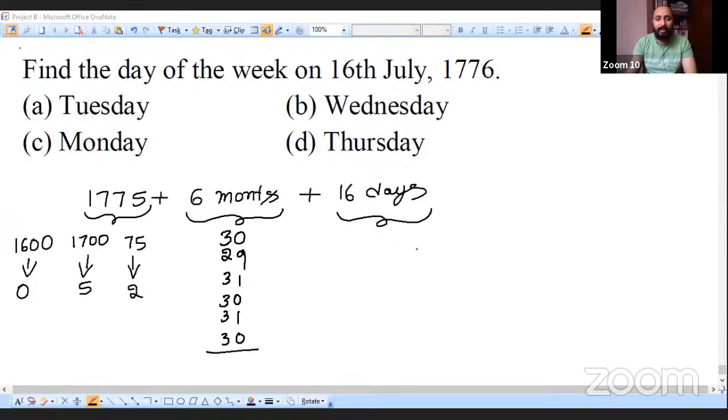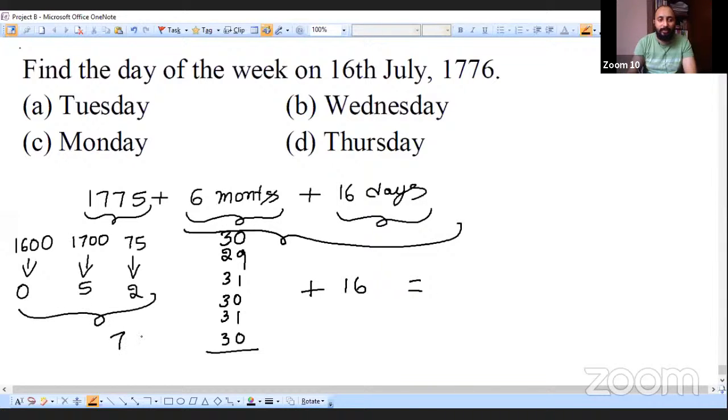And plus 16 I can take. If I take all of them together, plus 16. So what is the total number of days? Here it is 7, so 0 odd days. So how many days here? Add this 30 plus 29 plus 31 plus 30 plus 31 plus 30 plus 16. Total how many days and how many odd days?